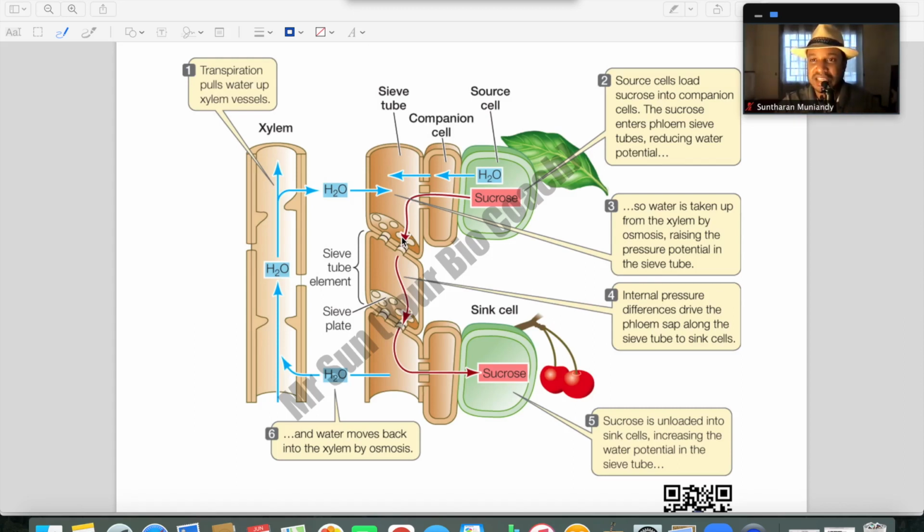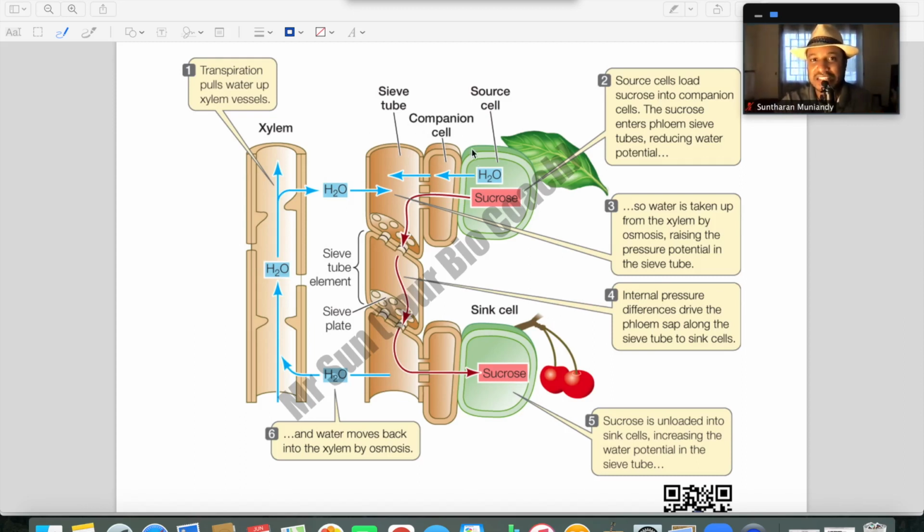Now, if you look at a sieve tube, it's made up of cytoplasmic structure, but it doesn't have any kind of organelle inside. So a student asked me, Mr. Sun, then how does it live if it doesn't have any mitochondrion or any important organelles like a nucleus? Then how does it survive? There is a very simple explanation for that.